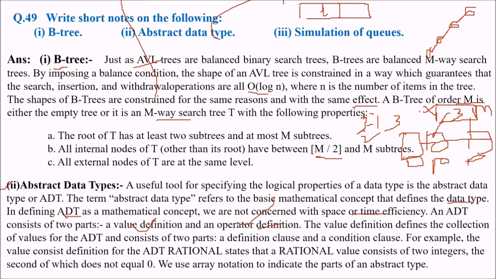The value definition defines the collection of values for the ADT and consists of 2 parts, the definition clause and the condition clause. For example, the value definition for the ADT rational states that a rational value contains 2 integers, the second of which does not equal 0. So we use array notation to indicate the parts of an abstract data type.